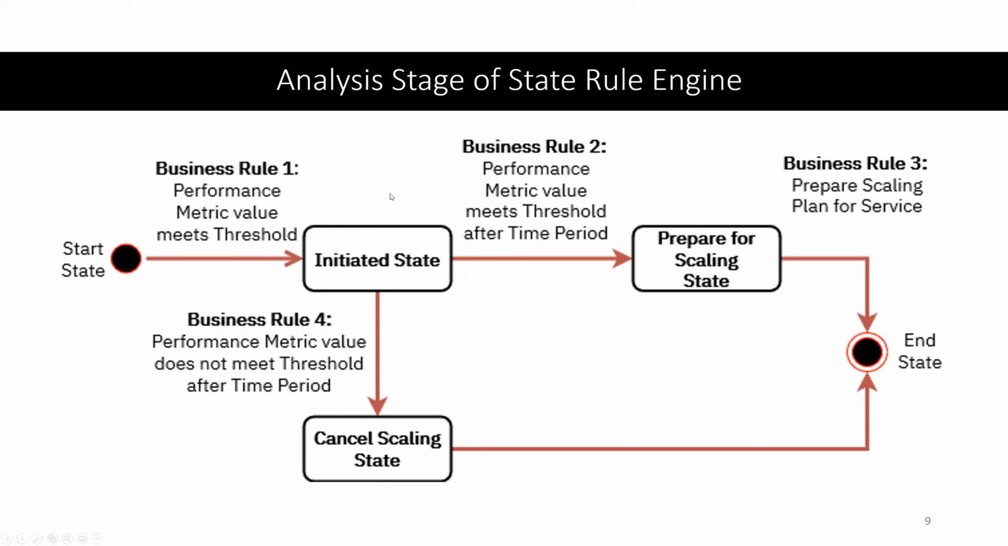The next rule checks if the threshold is still met after a certain time period of that initiated state. If not, the state is canceled. However, if the performance meets the threshold, which is business rule 2, it causes the state to transition to prepare for scaling. And this triggers business rule 3, which starts the planning stage and prepares a plan to scale.